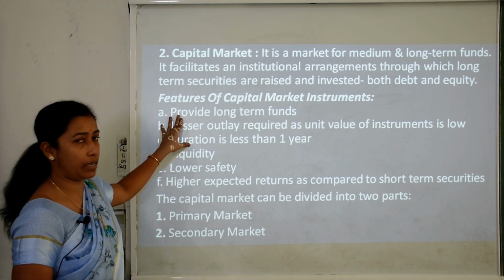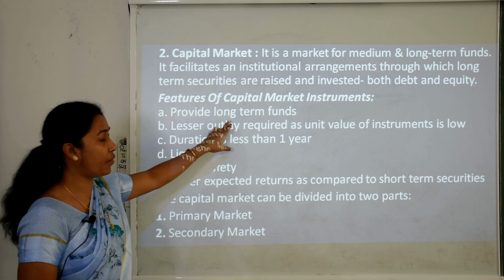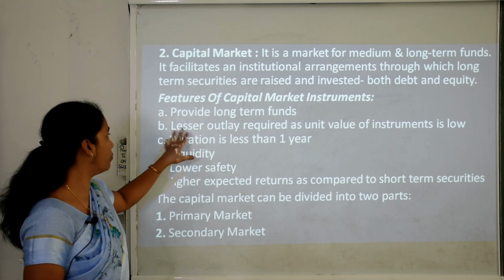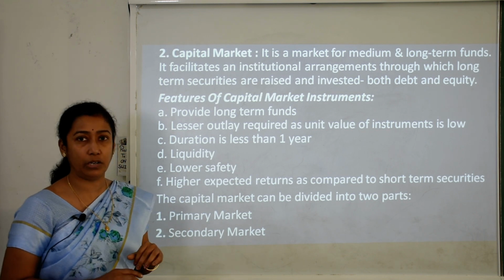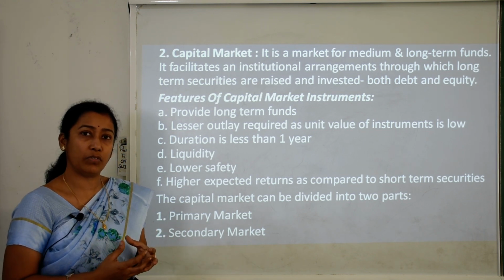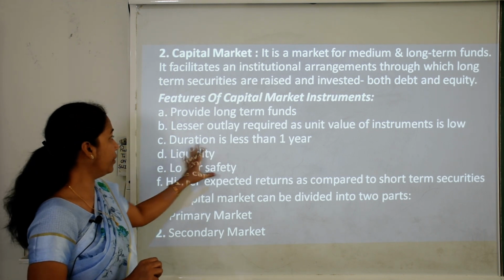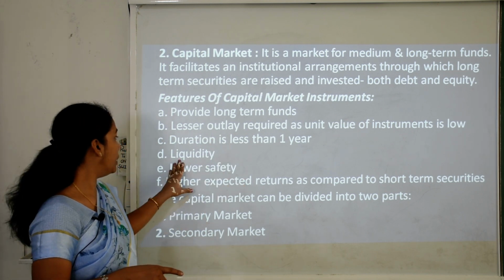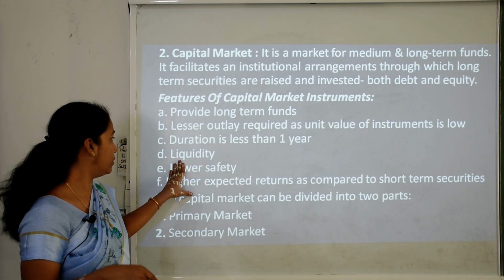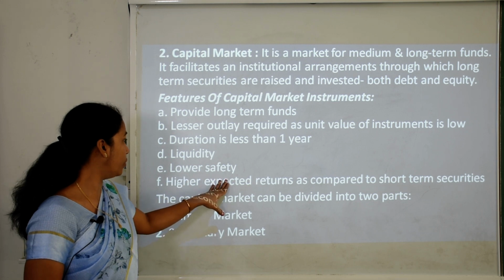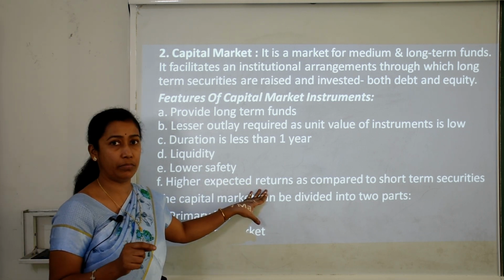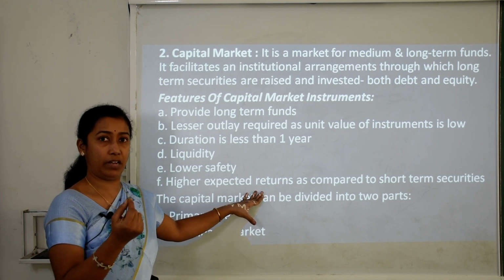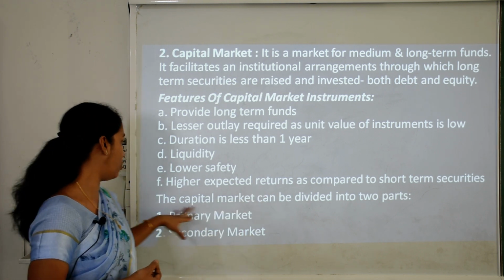Now the features of capital market institutions are: it provides long term funds as well as medium term funds; lesser outlay required as the per unit value of the instrument is very low; duration is more than 1 year; high liquidity, lower safety, and higher expected return as compared to short term securities, because it is used for a long term period.